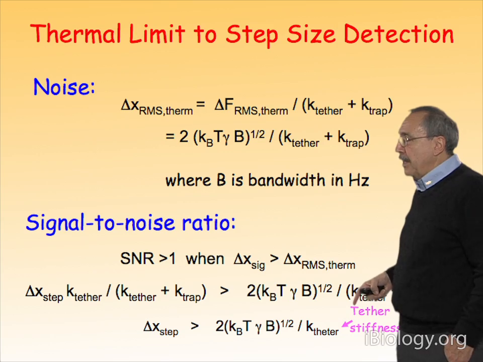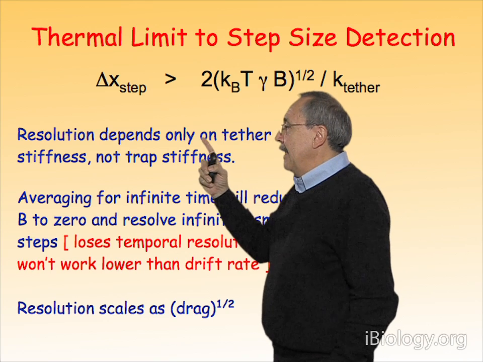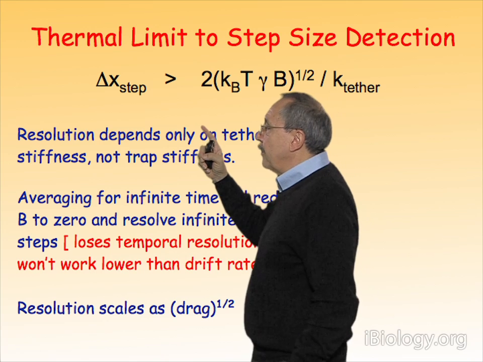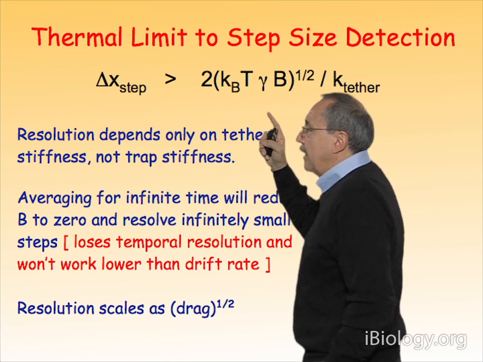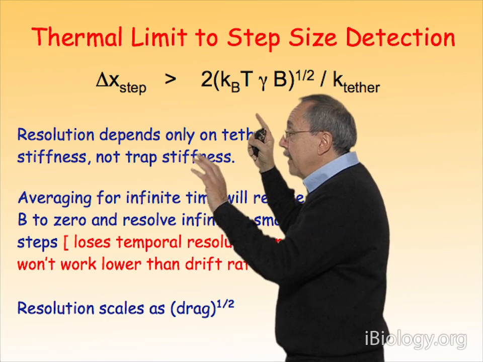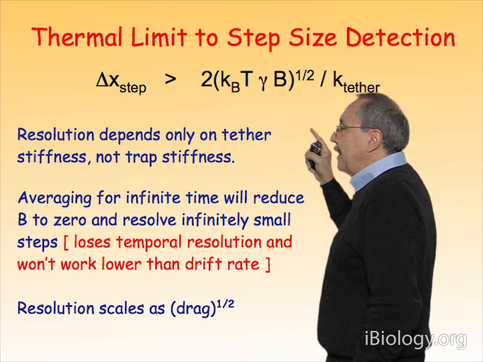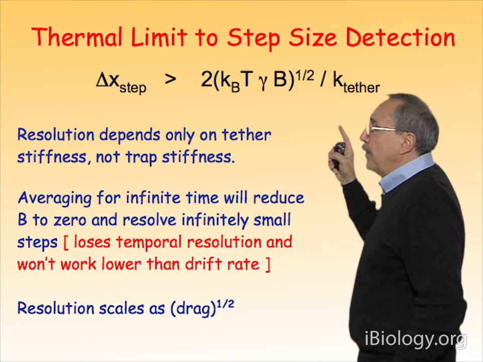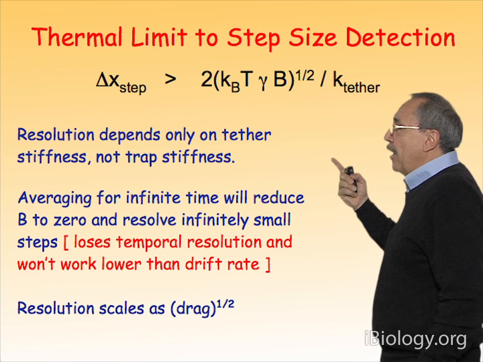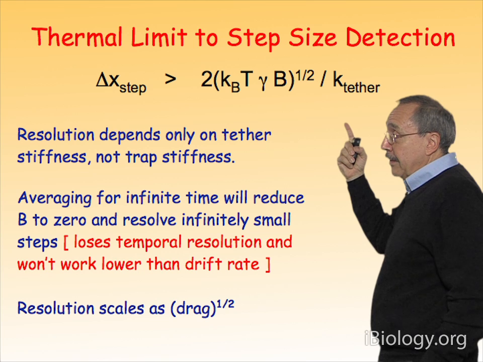And notice what we obtained here. We obtained a very simple relationship. Here it is. The size of the step that we can resolve with the optical tweezers machine is given by 2 times the square root of kT, that's Boltzmann constant times the temperature of the experiment, times gamma, which is the friction coefficient of the bead in the viscous medium water, times the bandwidth, square root of that, divided by k tether. The first thing that you notice is that the resolution of the optical trap does not depend on the stiffness of the trap, but it depends only on the stiffness of the tether. That's the first thing to realize.